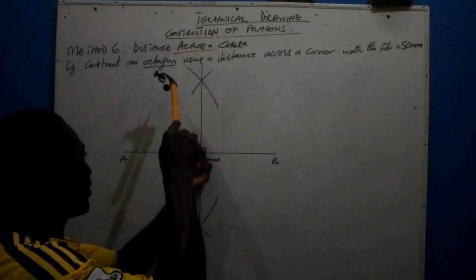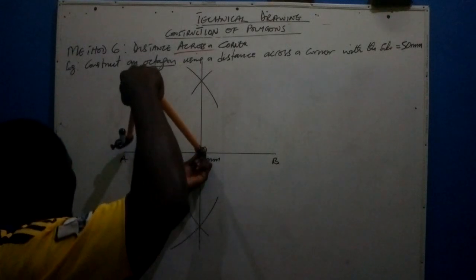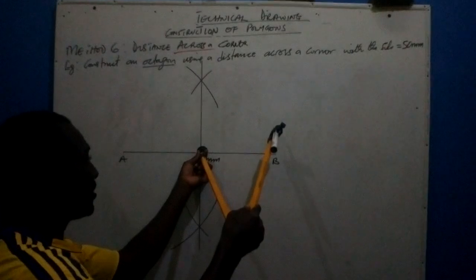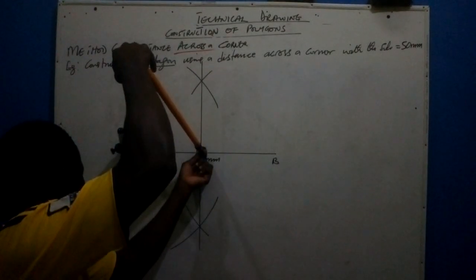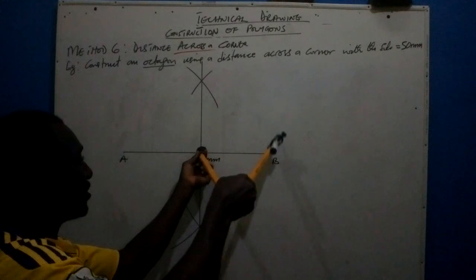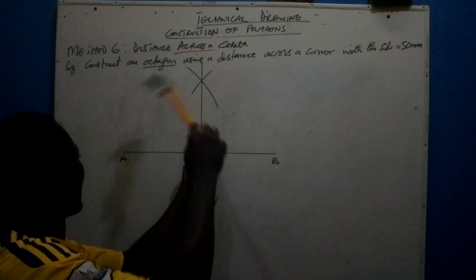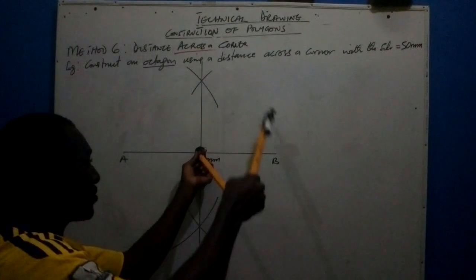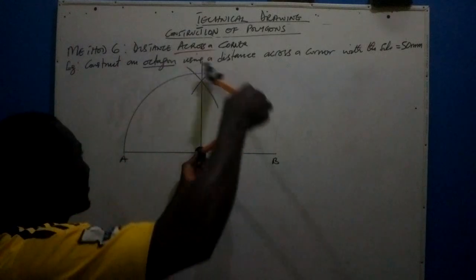Then I'll stand on my point O, which is the center of the line. Then gauge my A, and I'll gauge my B. Now I can draw my circle.